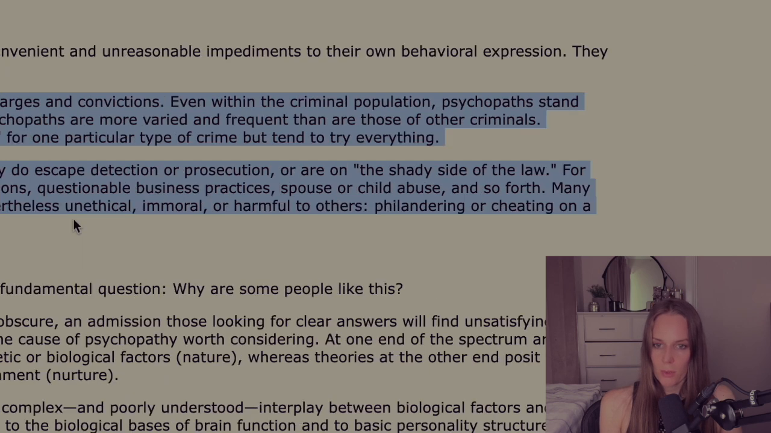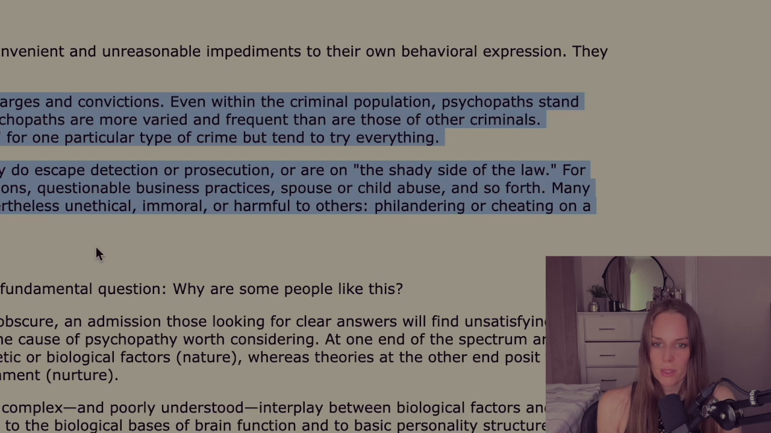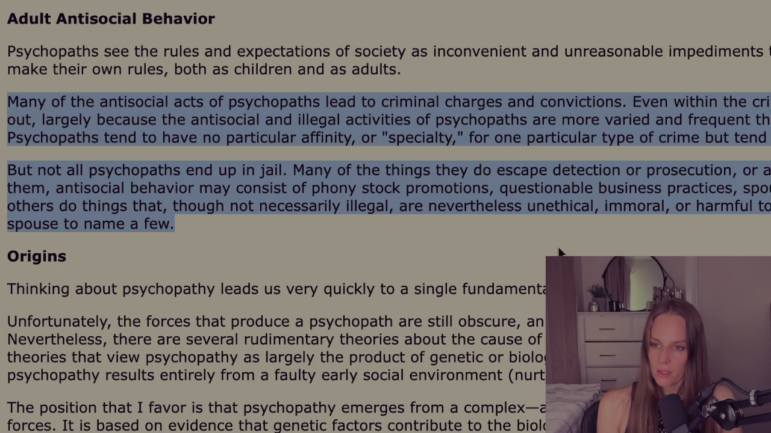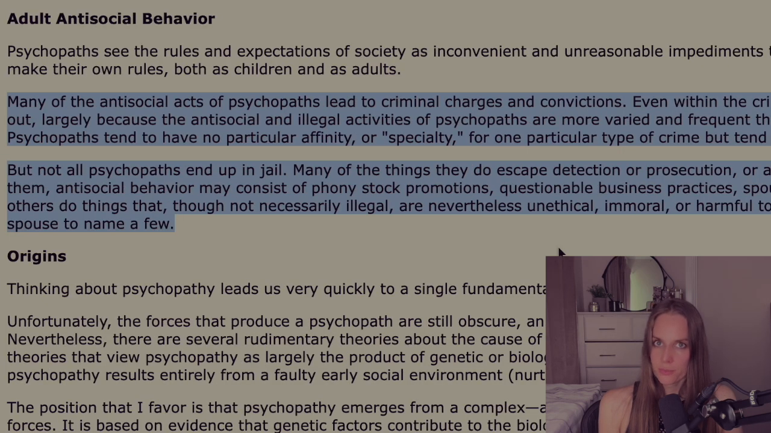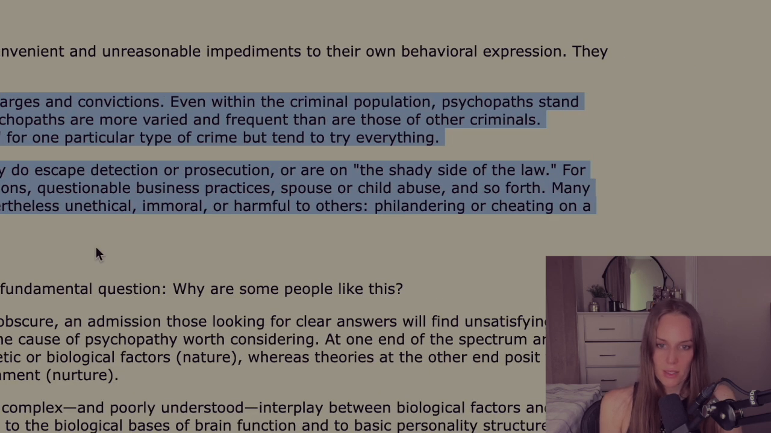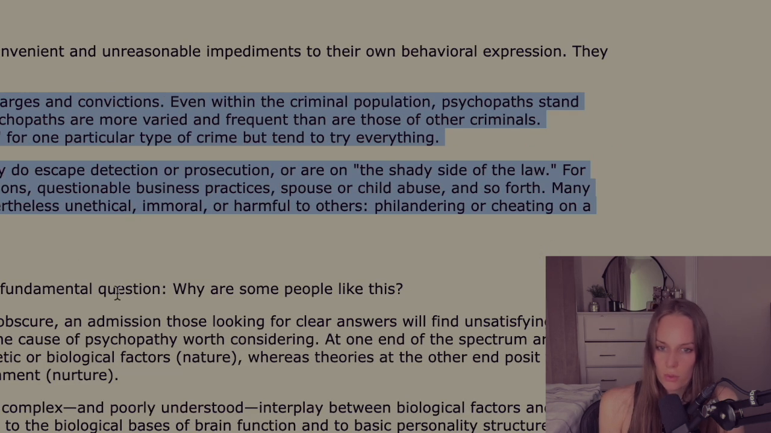Even within the criminal population, psychopaths stand out largely because the antisocial and illegal activities of psychopaths are more varied and frequent than are those of other criminals. Psychopaths tend to have no particular affinity or specialty for one particular type of crime, but tend to try everything. But not all psychopaths end up in jail. Many of the things they do escape detection or prosecution, or are on the shady side of the law. For them, antisocial behavior may consist of phony stock promotions, questionable business practices, spouse or child abuse, and so forth.